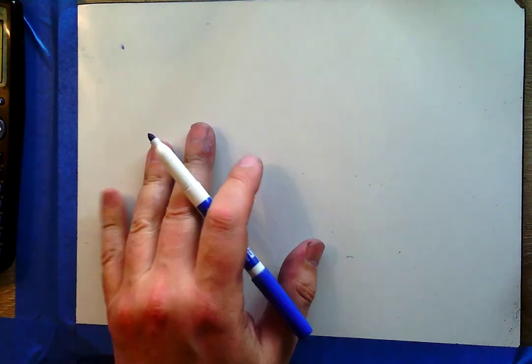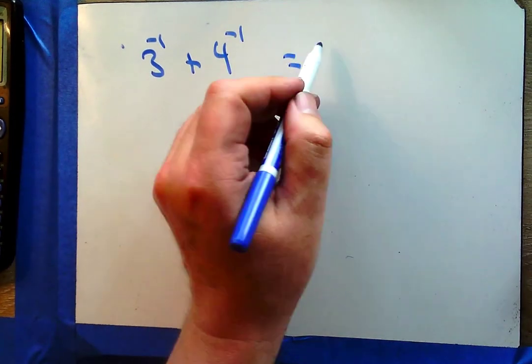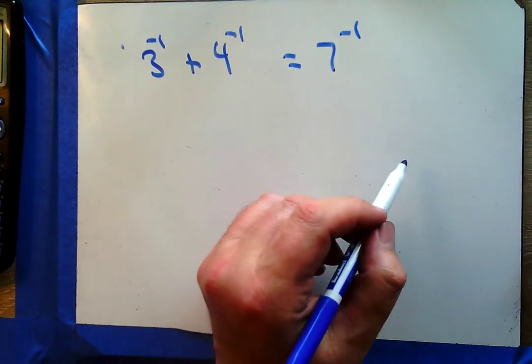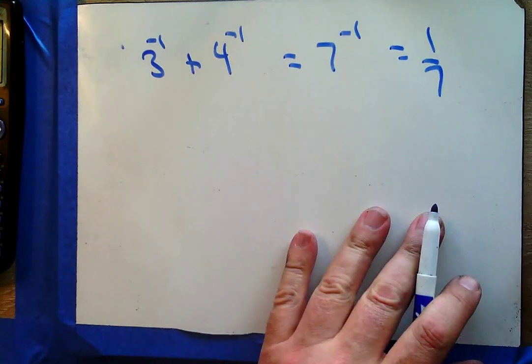Here's the last round. It's short. It's just one question. 3 to the negative 1 plus 4 to the negative 1, does that equal 7 to the negative 1? Which, by the way, is 1/7. Okay, true or false?